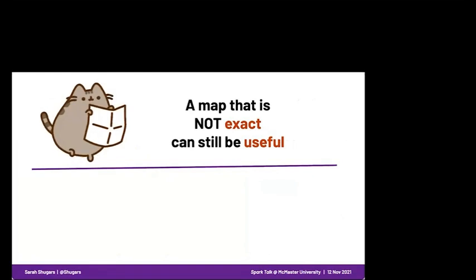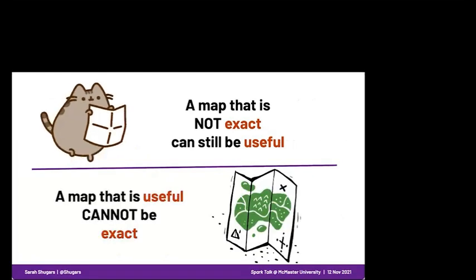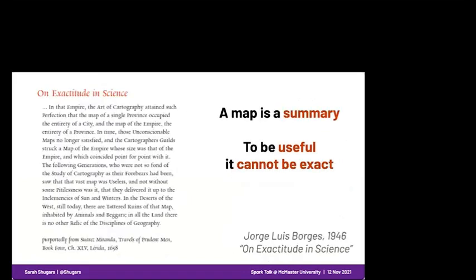So that is true, but I would actually take it a step further and say that a map or model which is useful cannot be exact. That in order for it to be useful, it cannot be exact. And this idea comes in part from a short story by Jorge Luis Borges, which you can see here in its entirety. It is a very short story, so you're welcome to Google it and read the whole thing later.